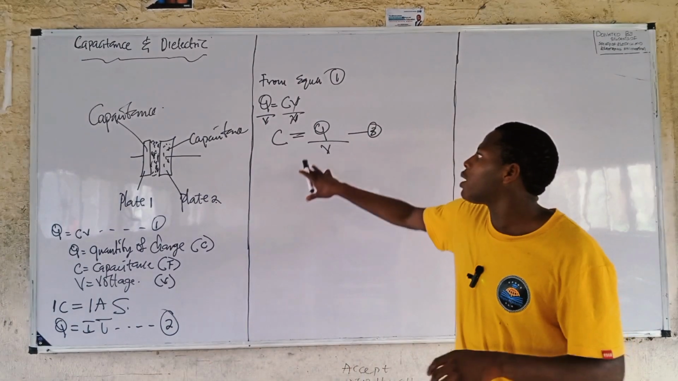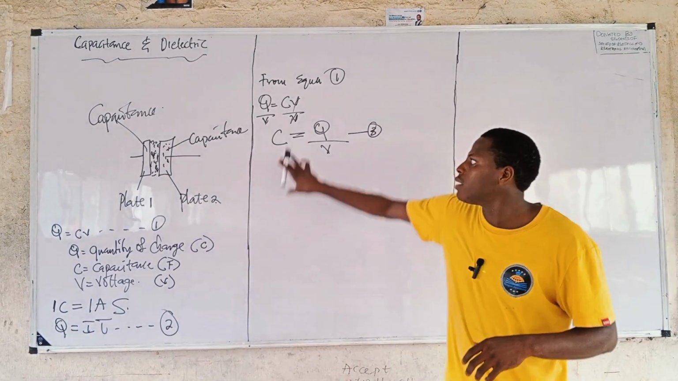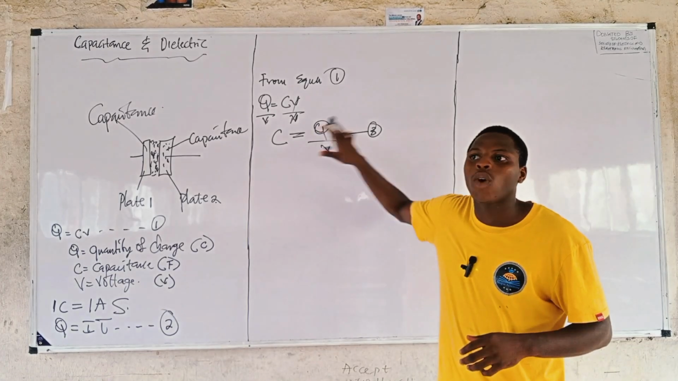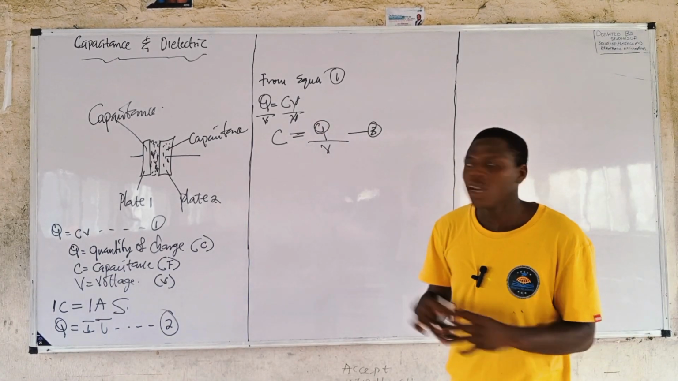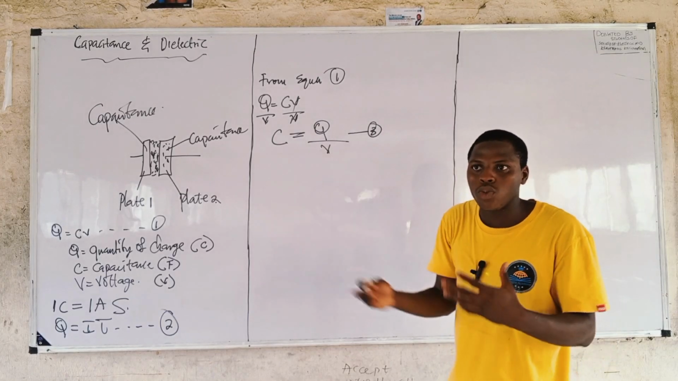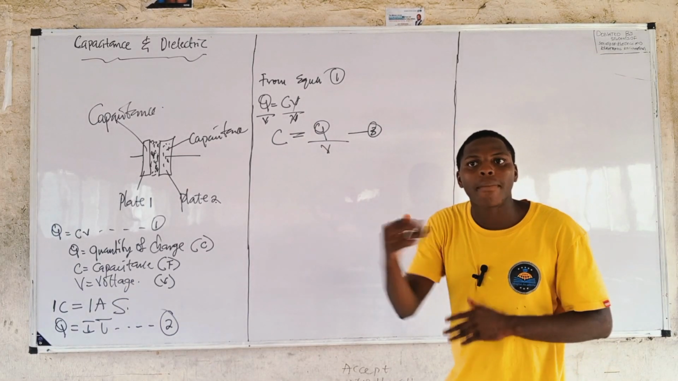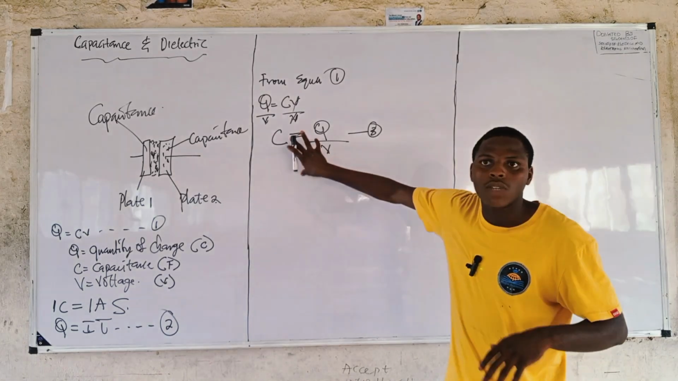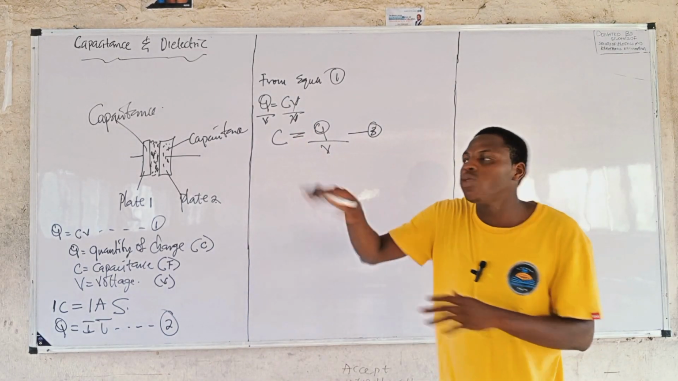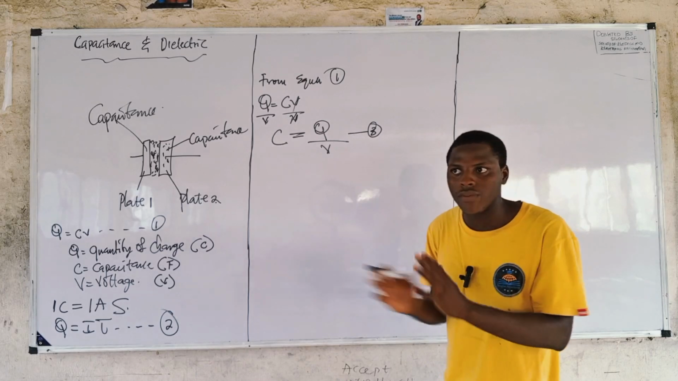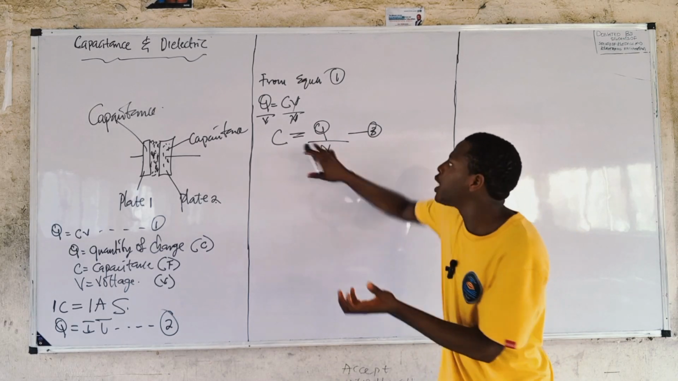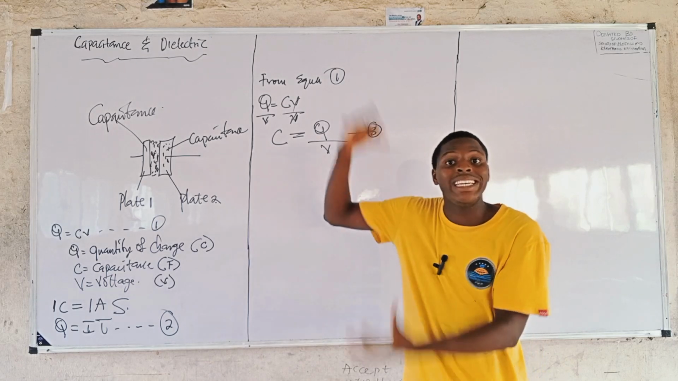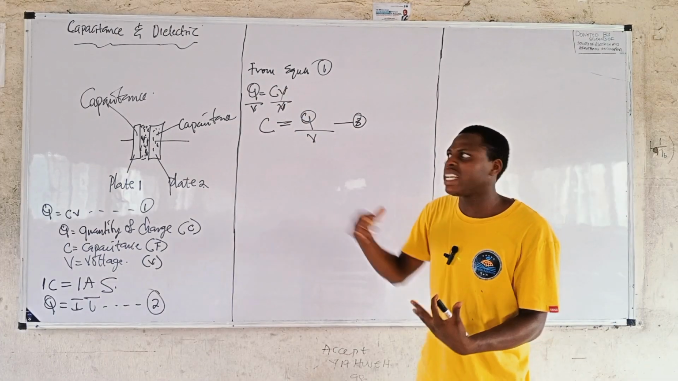Now, looking at your equation 3, what do you think you can do to increase the quantity of charge in this equation? We know that capacitance is equal to quantity of charge per voltage. Are we together? Look at your equation 3. What do you think you can do to increase your quantity of charge? Meaning, which of these parameters do you increase to increase your quantity of charge? Are we together? Now, somebody will say capacitance.